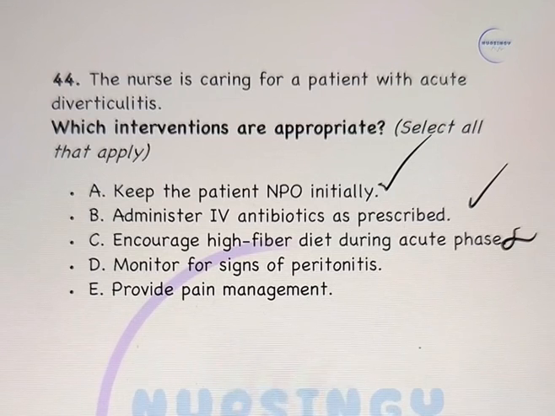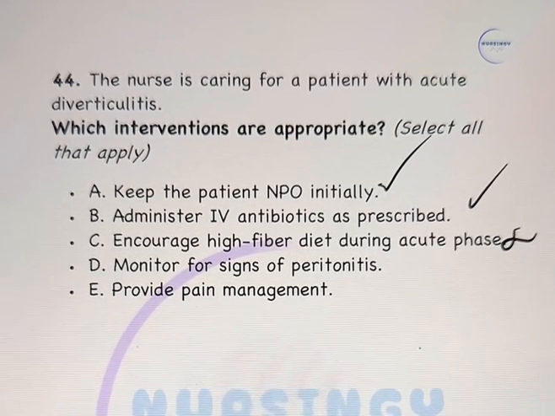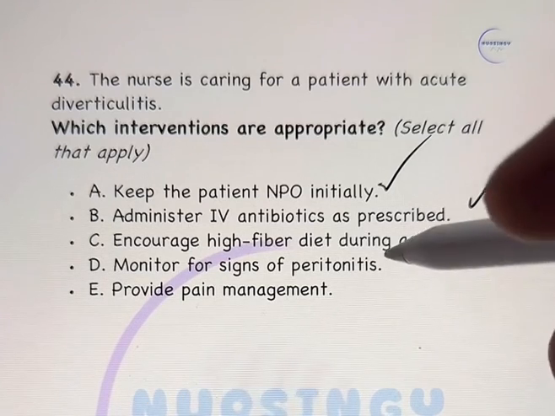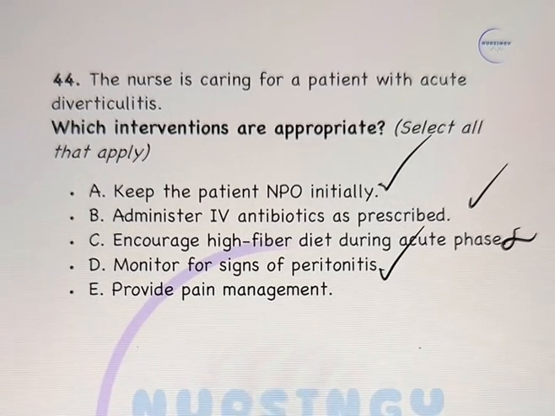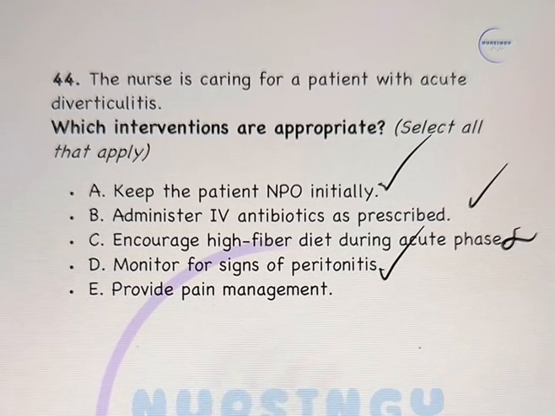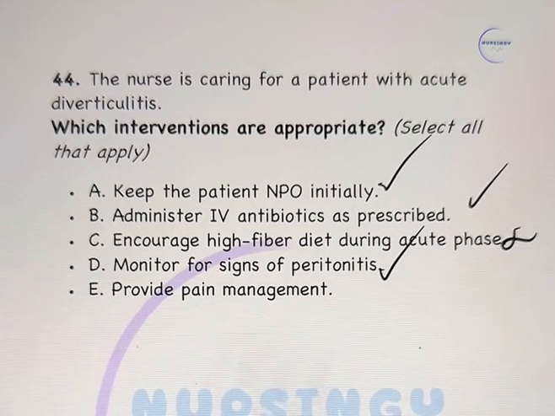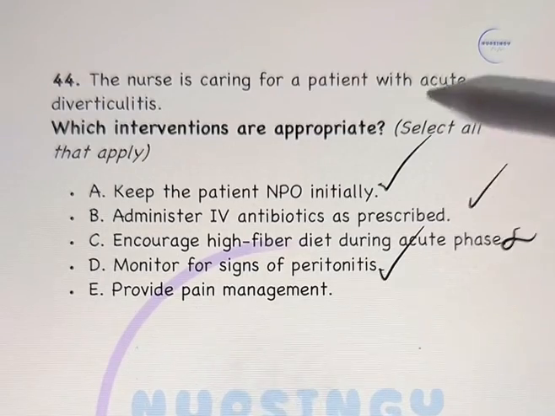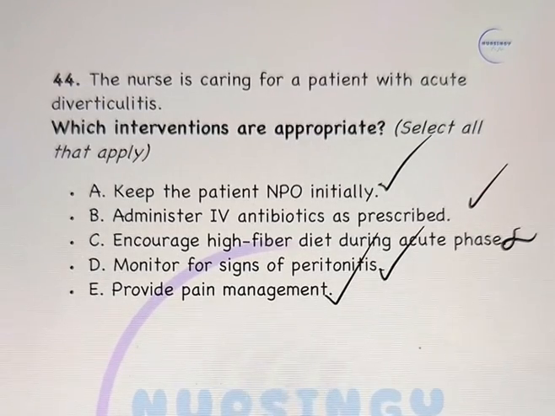And D, monitor for signs of peritonitis, inflammation of the peritoneum. Why will it happen? Especially if a diverticulum bursts and its content leaks into the peritoneal cavity, there can be peritonitis, so we really need to monitor for that. Provide pain management. Yeah, bowel perforation can be severe and can need pain management, so definitely.